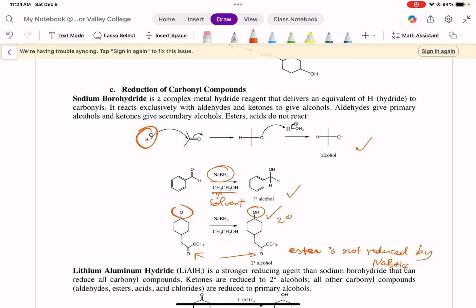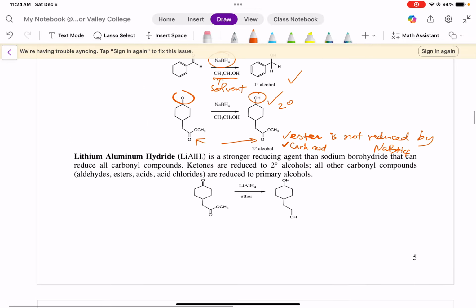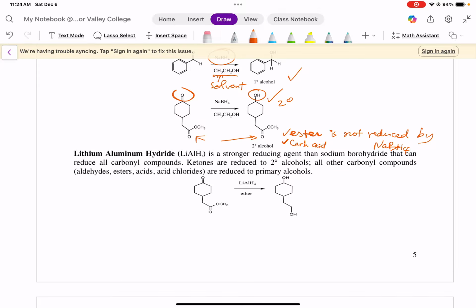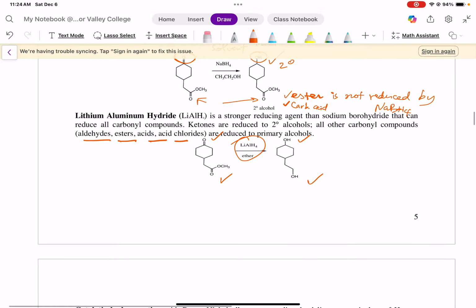Four. Same for carboxylic acid. Okay. Now, if you want to reduce those, we have to use something stronger. That's lithium aluminum hydride. It can reduce both carboxylic acid and ester. Everything. Acid chloride as well. Okay, into primary alcohol.